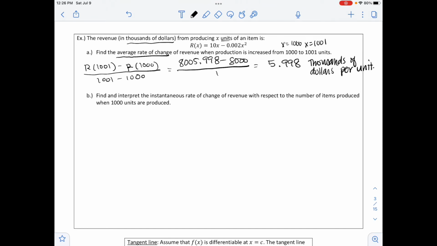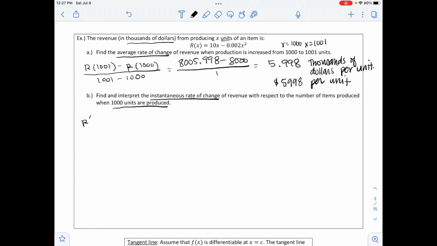And so if you wanted to, you can also rewrite this and say this is the same as $5,998 per unit. Part B says find and interpret the instantaneous rate of change, which is our derivative, of the revenue with respect to the number of items produced when 1,000 units are produced. So we are going to find our derivative.